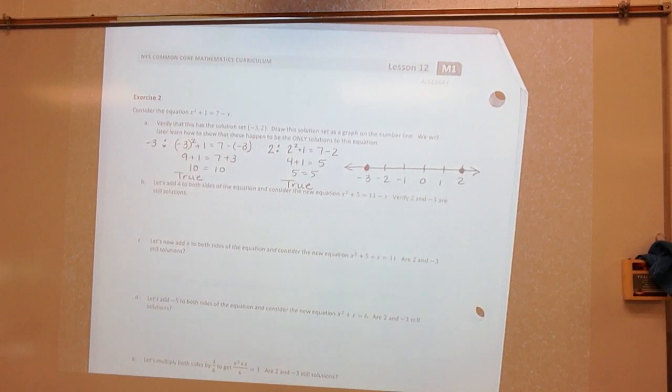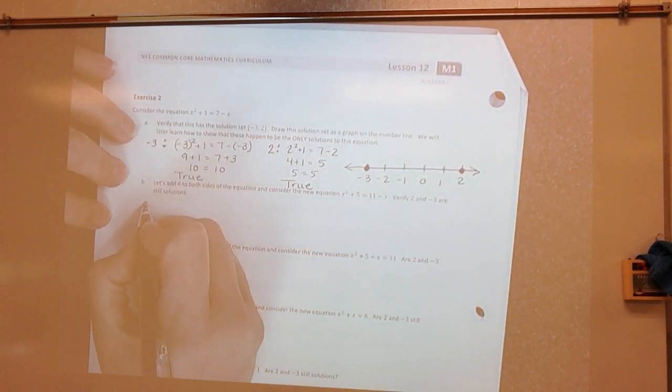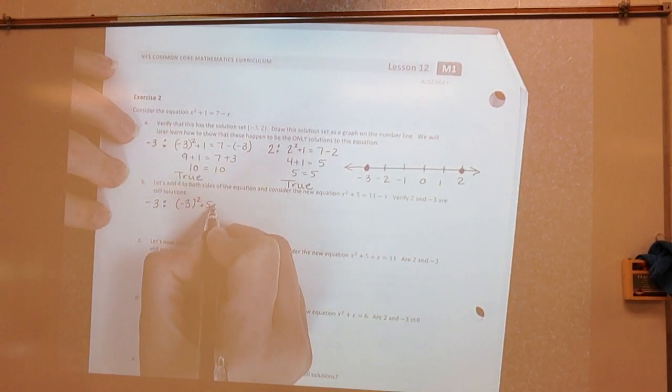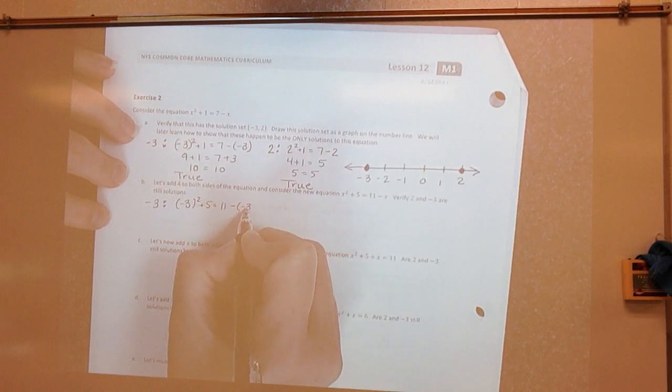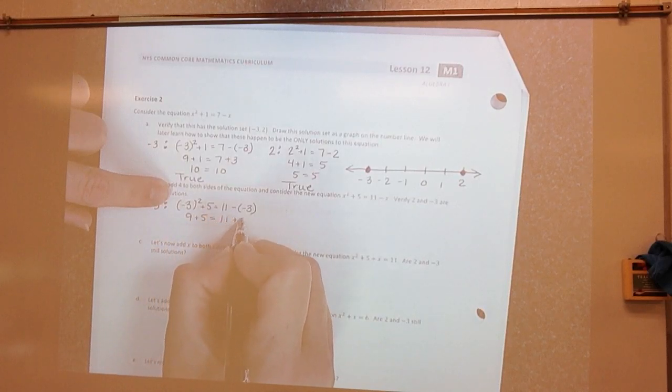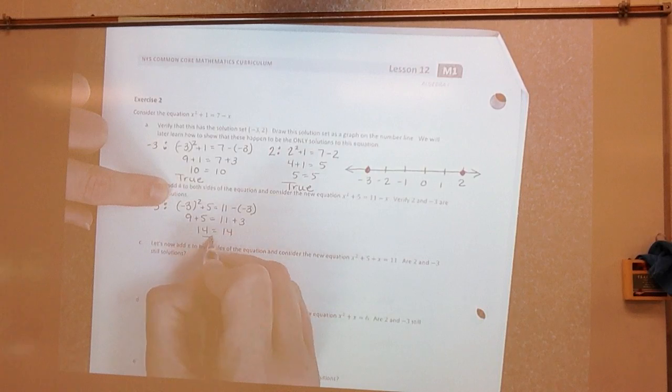Let's add 4 to both sides of the equation and consider the new equation, x squared plus 5 is equal to 11 minus x. All they did was add 4 to both sides. So 1 plus 4 is 5, and 7 plus 4 is 11. Are 2 and negative 3 still solutions? We're going to plug in negative 3. Negative 3 squared plus 5 is equal to 11 minus a negative 3. That'd be 9 plus 5 is equal to 11 plus 3. So 14 is equal to 14. That is still true.